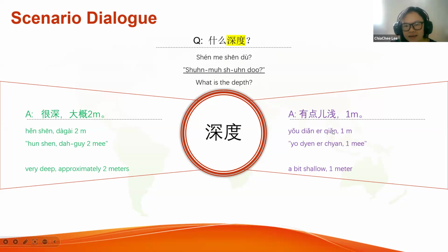So 大概2米, 很深 very deep, approximately 2 meters 2米. Or you could get another answer, a bit shallow. 有点儿浅 a bit shallow, 1m or 1米, 有点儿浅 all are intertone. 有 and then D plus the Japanese yen, 点儿 this is a very soft and short tone, 有点儿浅 is my last name plus n 浅, 有点浅, 1米. So 什么深度? 很深, 大概2m. 哦, 有点浅, 1m.